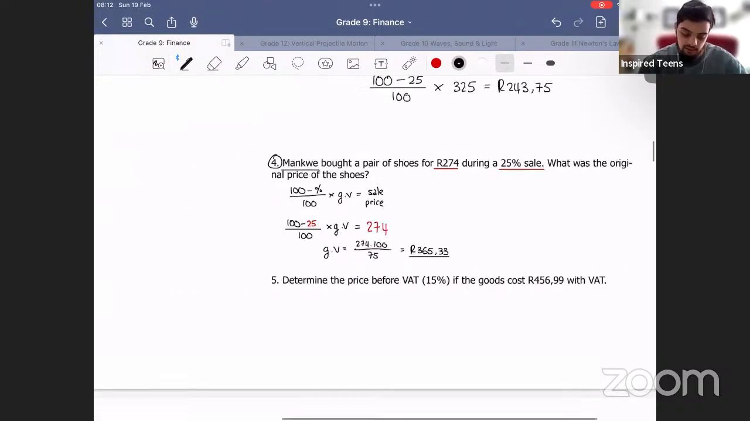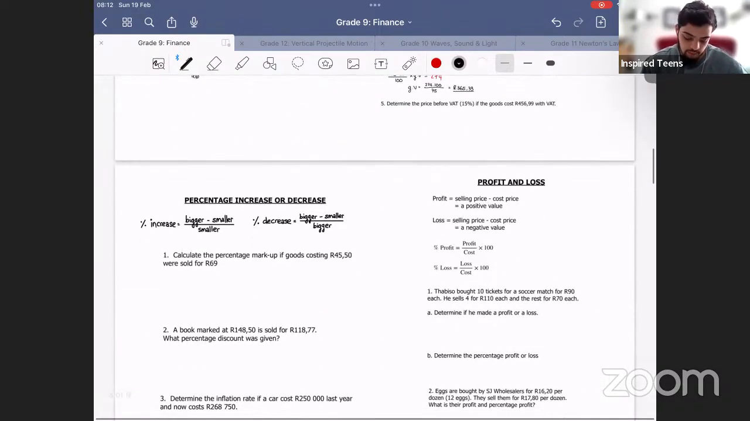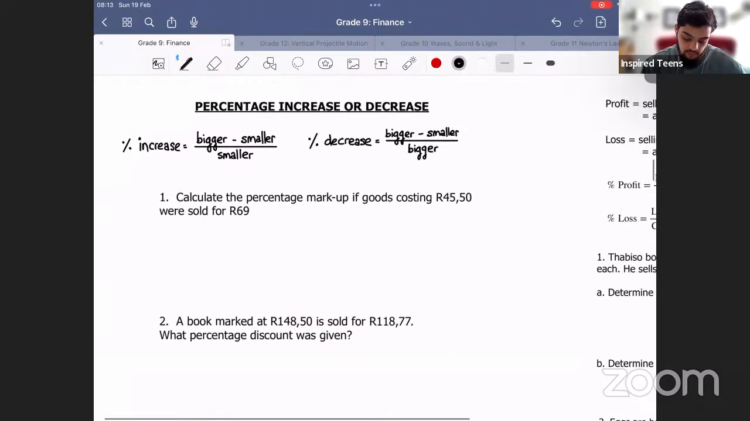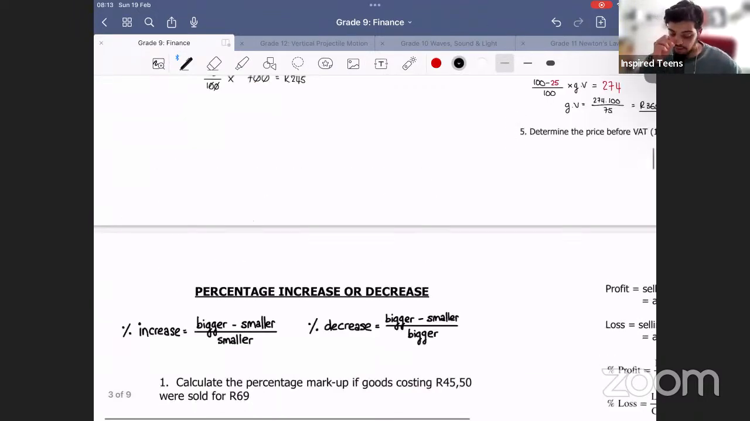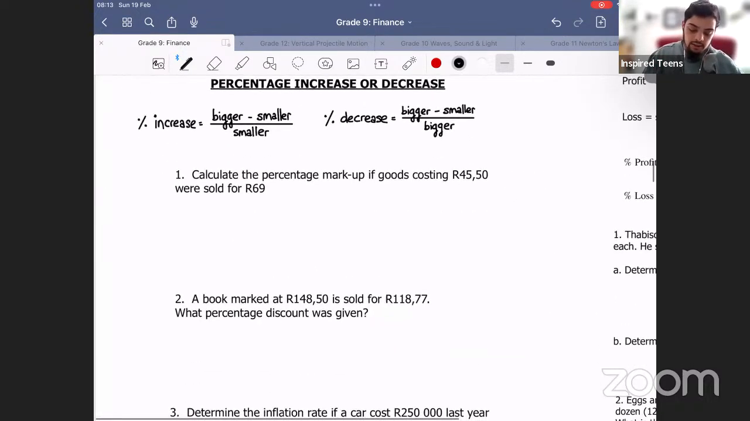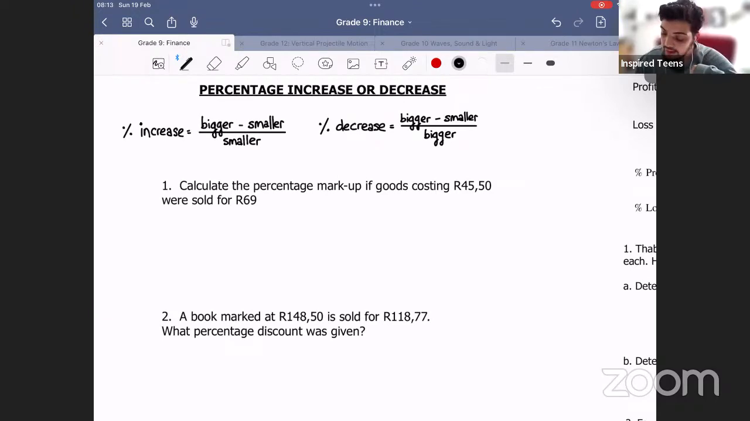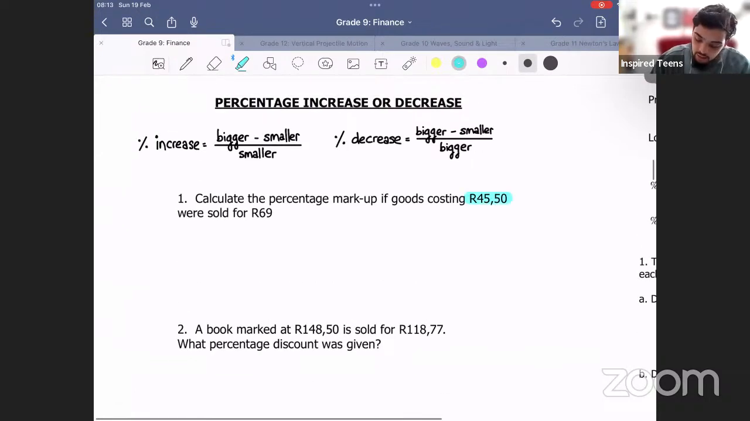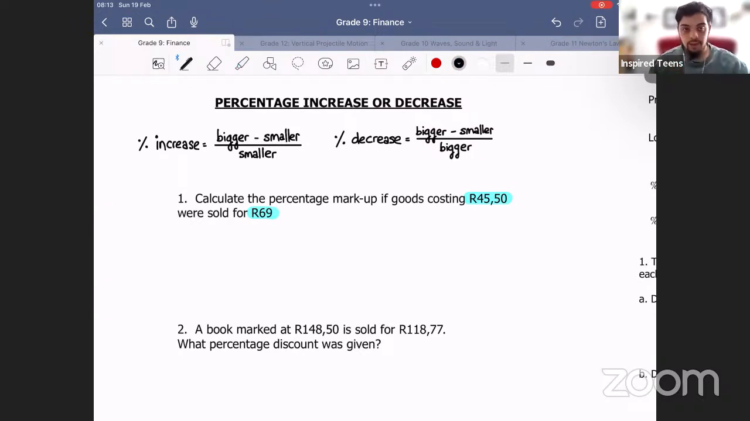Okay, so the rest of the examples that we left out, you guys can practice those on your own. Calculate the percentage markup of food costing. The first one was increasing or decreasing by a percentage. This one here is calculating the percentage increase or decrease. How much was a certain value increased or decreased by? So here we have two values and we need to calculate how much it was increased by or how much it was decreased by.